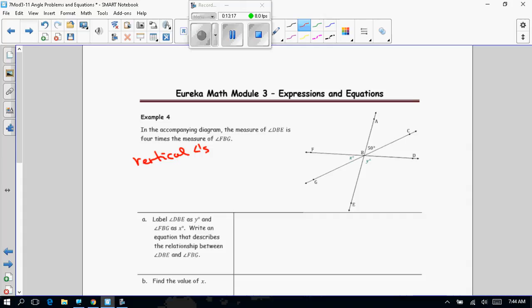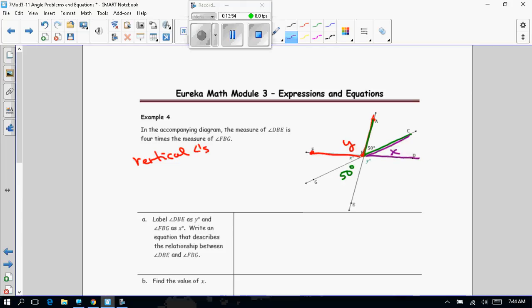Okay, so FBA, that one right there. What is its vertical angle? It's pointing right to it. It is letter Y. All right. Tell me about ABC. Where's its vertical angle? It's over here. This one's 50 degrees. And then what about CBD? CBD, that one there, its vertical angle is X.